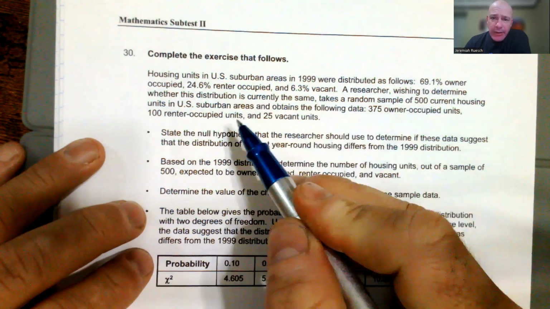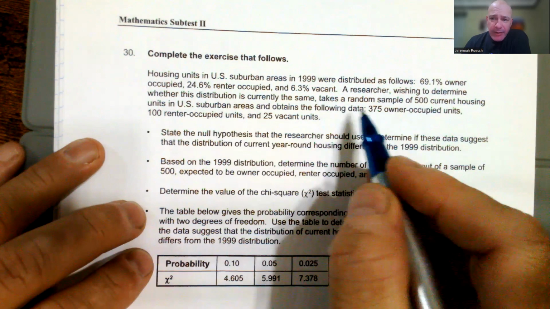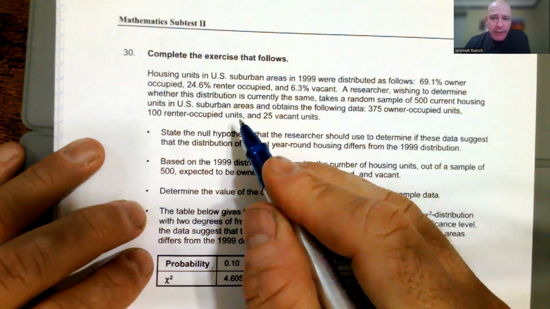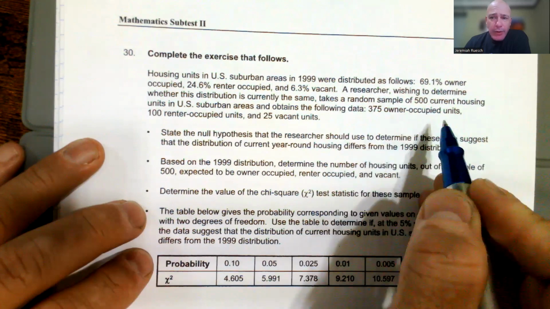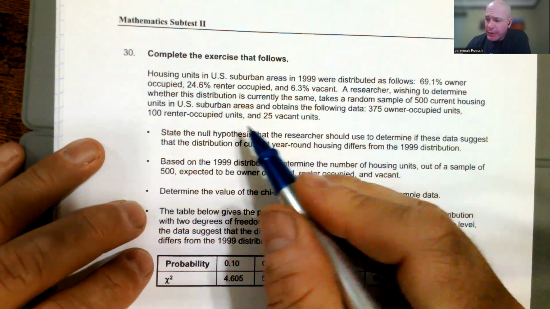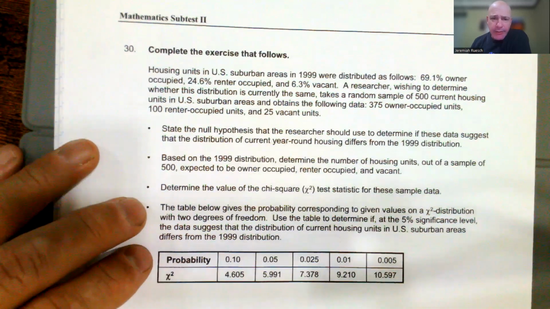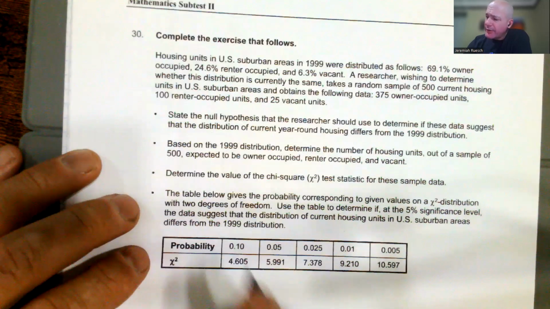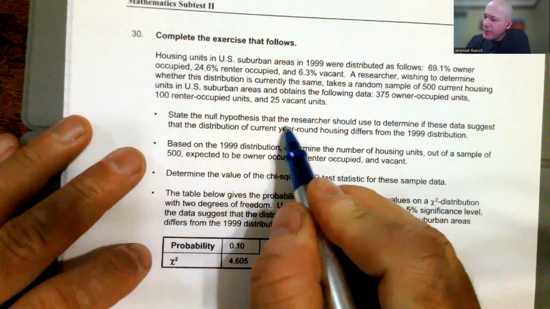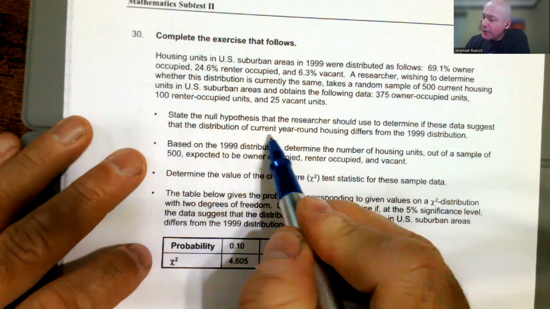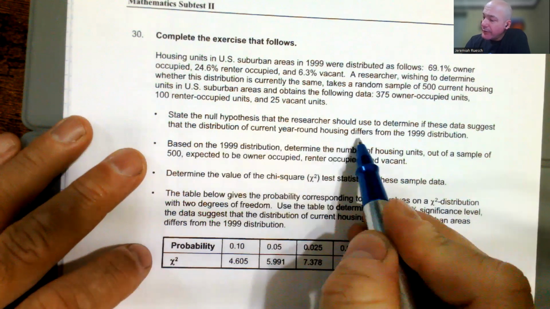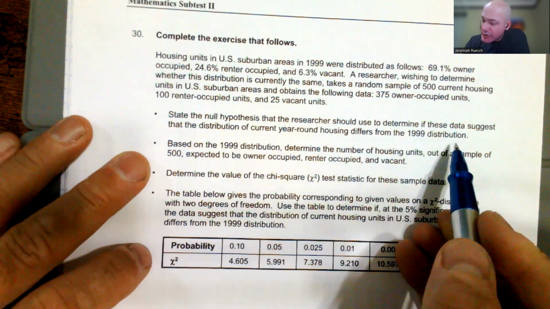Researchers wishing to determine this took a random sample of 500 current housing units and found that 375 were owner occupied and there were 125 others. The first part is to state the null hypothesis that the researchers should use to determine whether this data suggests that the distribution of current year-round housing differs from the 1999 distribution.